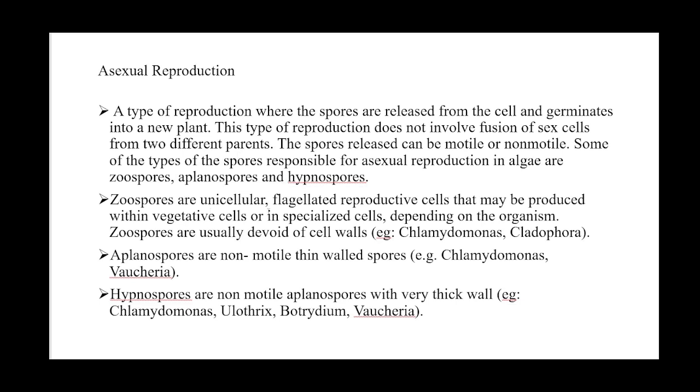Zoospores are unicellular flagellated reproductive cells that may be produced within vegetative cells or in specialized cells, depending on the organism. Zoospores do not have cell walls. Examples are Chlamydomonas and Cladophora. Aplanospores are non-motile, thin-walled spores. Examples are Chlamydomonas and Vaucheria.